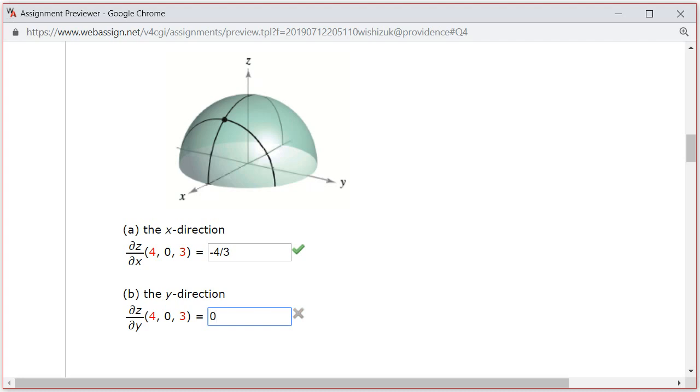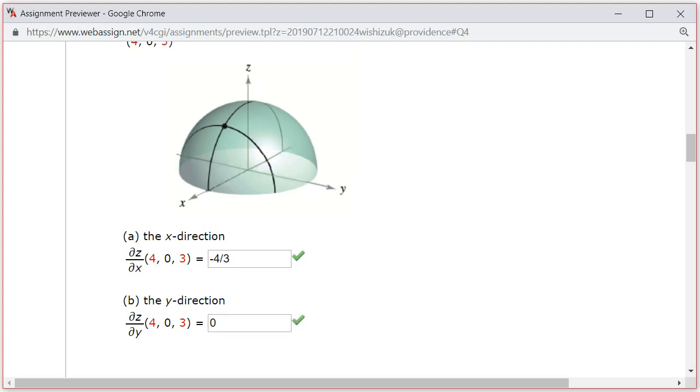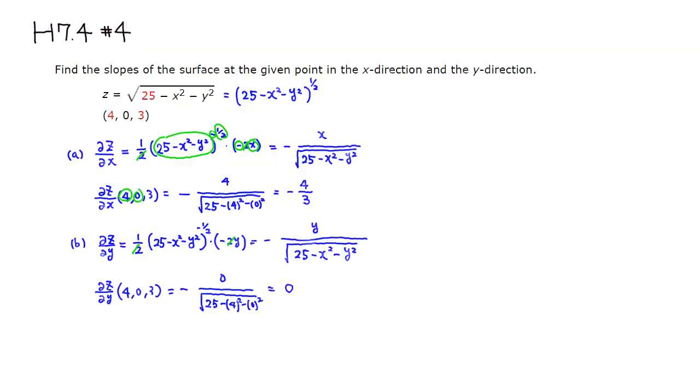Let's check the answer. All right, I came back and it looks like we got part B correct as well. All right, that's it. I hope that this was clear.